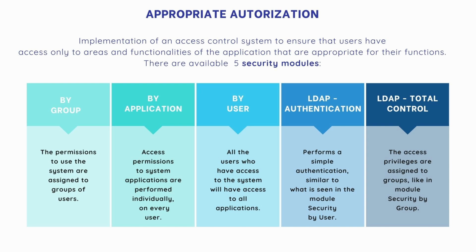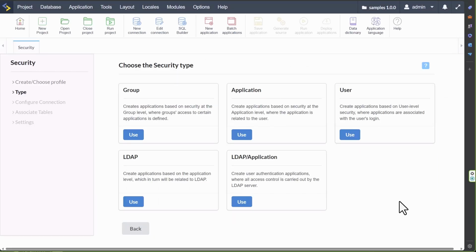Now, there are 5 available security modules. Now we have them right here. We have the group security module, which then creates applications based on security at a group level. So in this scenario, groups have access to certain applications, and basically you manage and define that within the back end. I tell you, this is the most commonly used security module within Scriptcase, and it is obvious why. We also then have the application module.